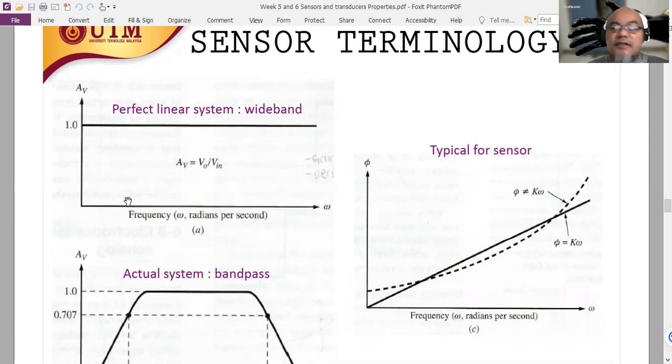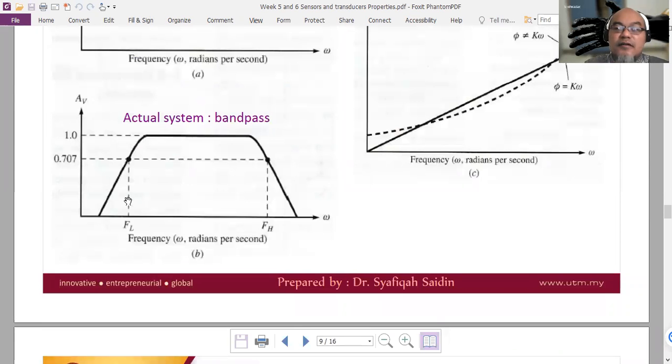So below a certain low cutoff frequency FL here, the amplification will be lower than 0.707. That is half times the square root of 2. Then it will have relatively constant amplification, constant gain, when it is between the FL and FH. FH is the high cutoff frequency.